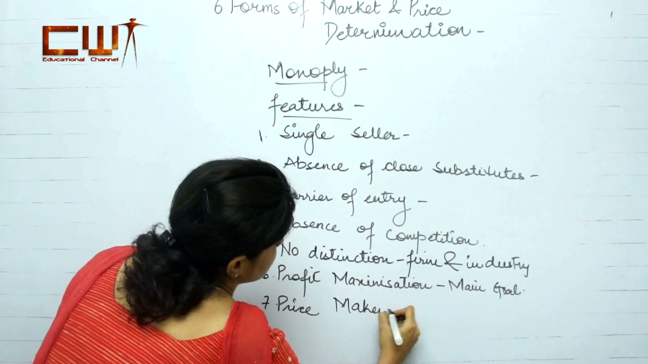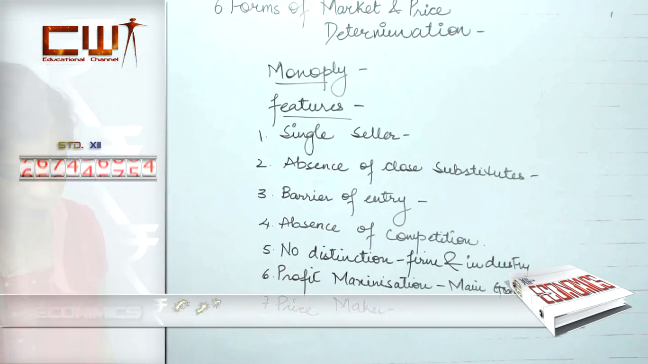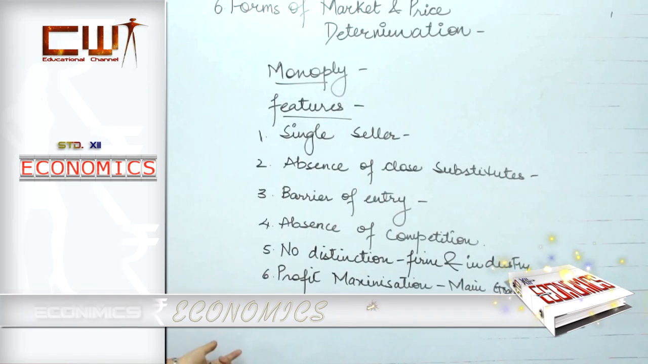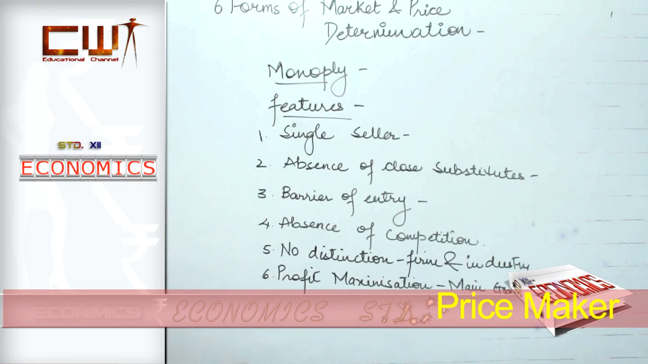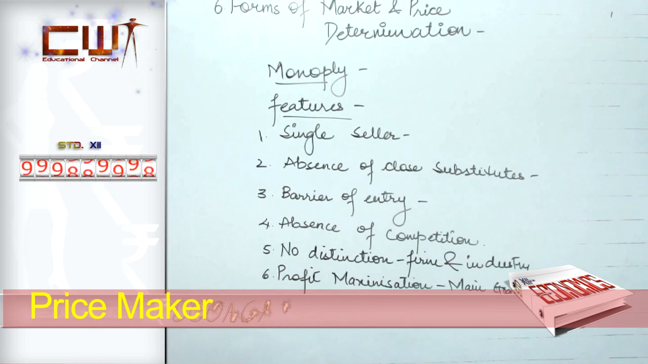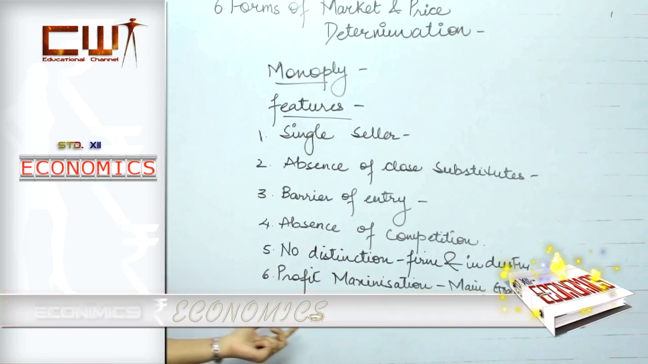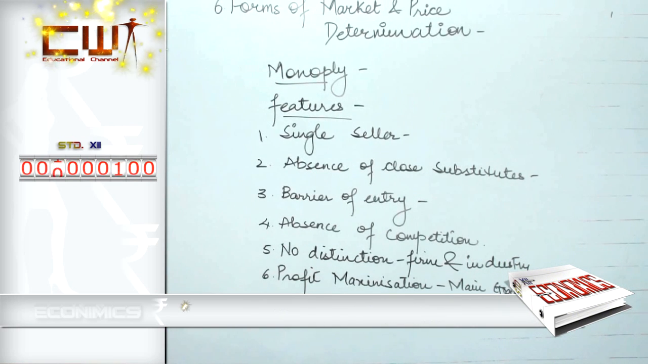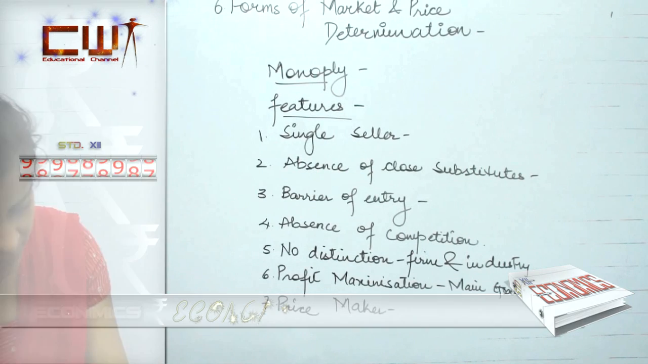Then he is also known as the price maker. There are no close substitutes, there is no competition, he is the single seller, so he can make his own price, sell the products at a price he wants to, fix his own prices. Nobody else can fix the prices. He can fix them as per the output. He has control over the output also, so that is why he is known as the price maker.